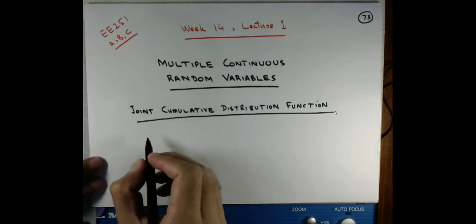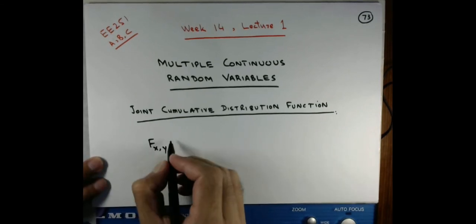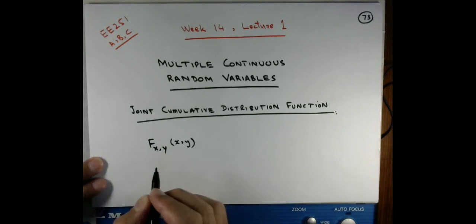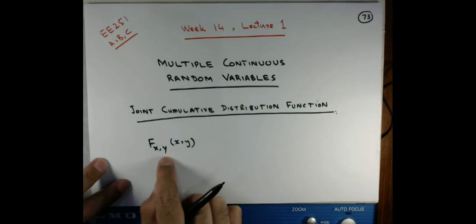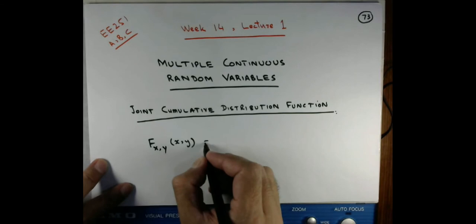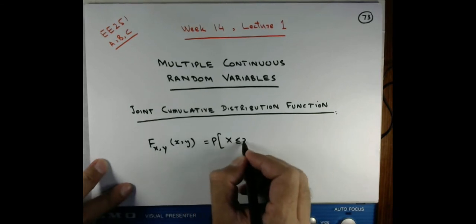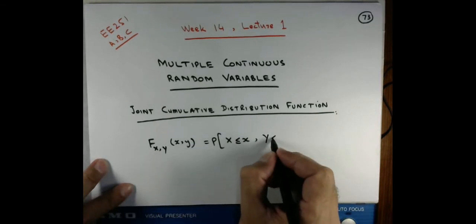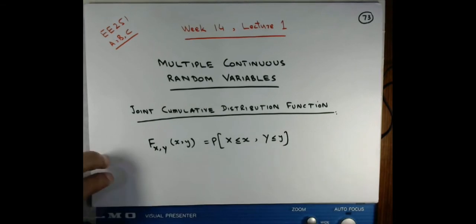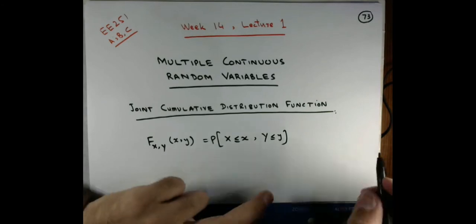The joint CDF is written as F sub X,Y of x, y. This is the joint CDF of random variable X, which is continuous in nature, and random variable Y, which is also continuous in nature, and by definition it is the probability that X is no greater than x, and simultaneously random variable Y is no greater than y. You should be able to understand this.